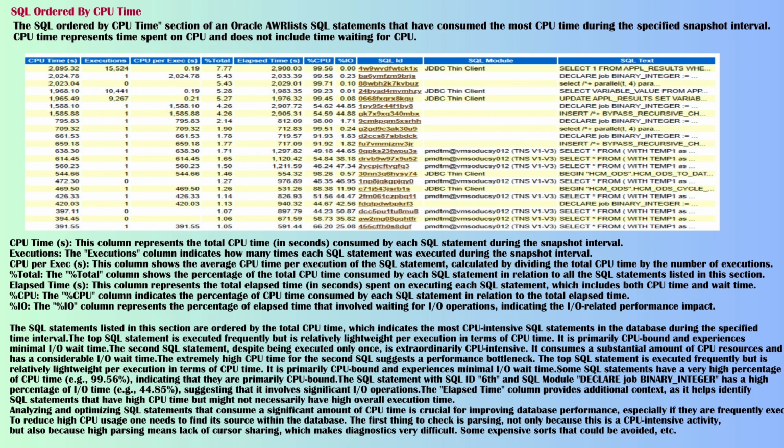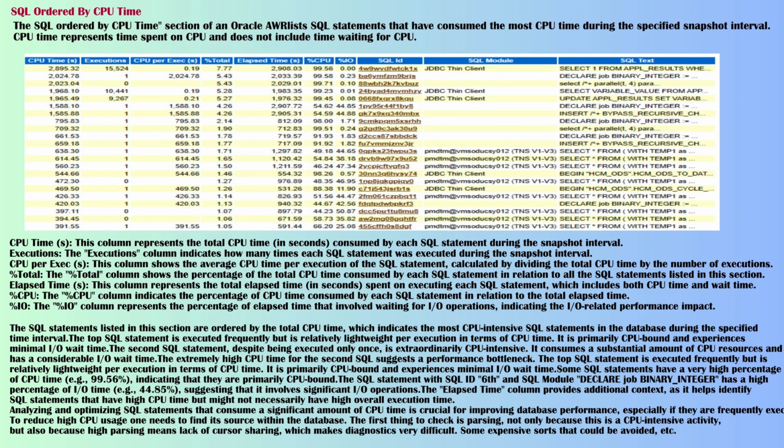Some SQL statements have a very high percentage of CPU time, e.g., 99.56%, indicating that they are primarily CPU-bound. The SQL statement with SQL ID 6th and SQL module declare job binary underscore integer has a high percentage of I/O time, e.g., 44.85%, suggesting that it involves significant I/O operations. The elapsed time column provides additional context, as it helps identify SQL statements that have high CPU time but might not necessarily have high overall execution time.